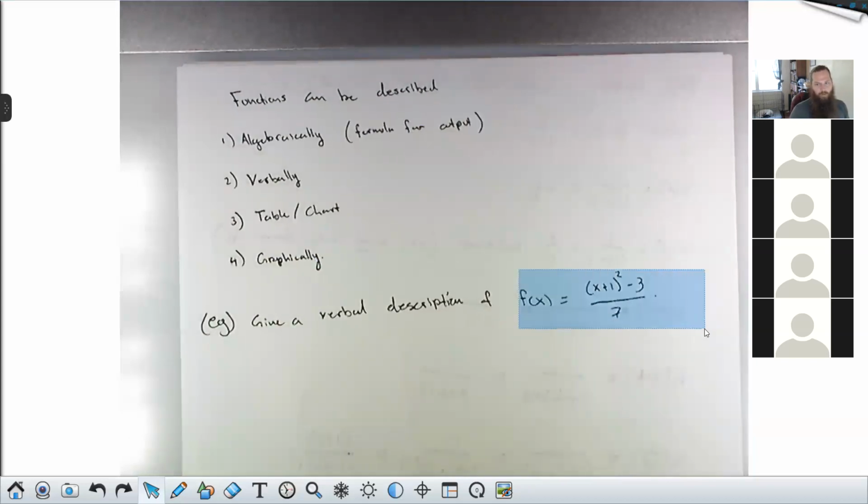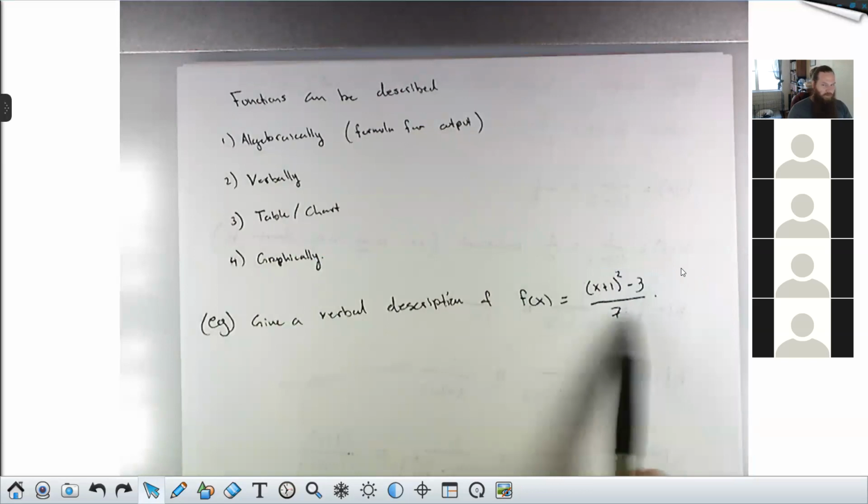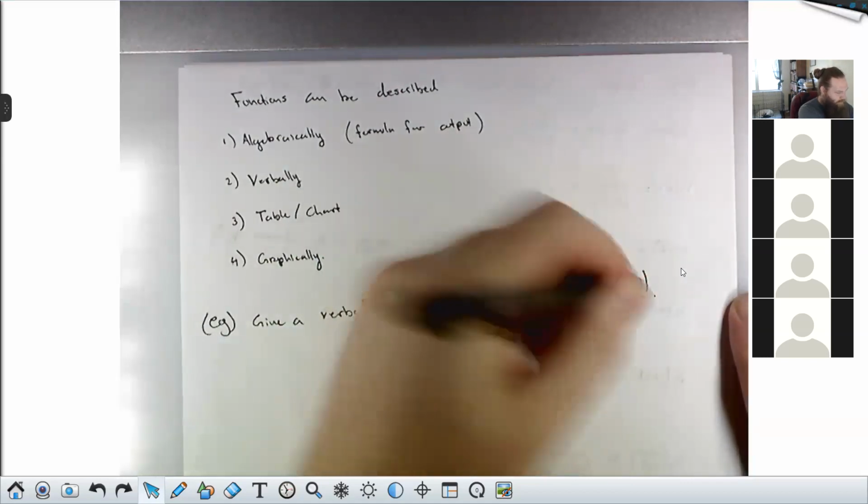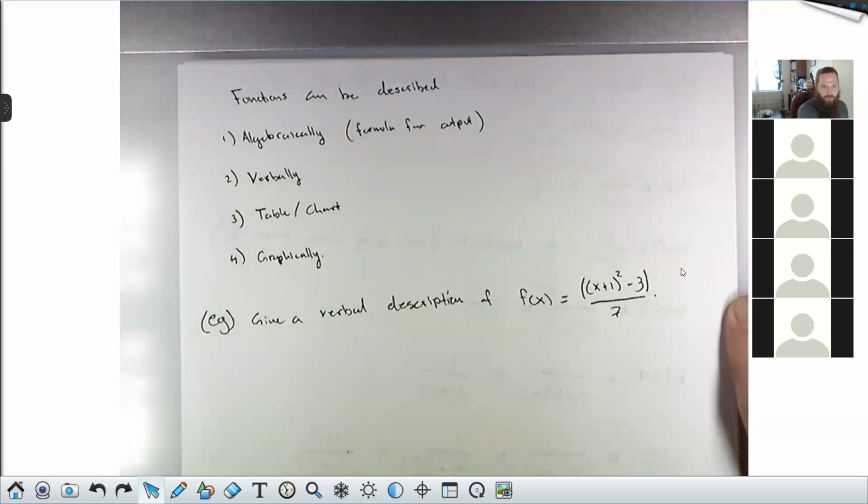All right, so this is the algebraic description. It's just a formula for the output in terms of the input. I'd like to get a verbal description. You got to think about your order of operations to do this. So I've got some parentheses, some exponents, some multiplication, division, and some subtraction. Remember again, the fraction bar implies parentheses. So this is really something we think of like this, but you don't usually see people writing those outer parens.